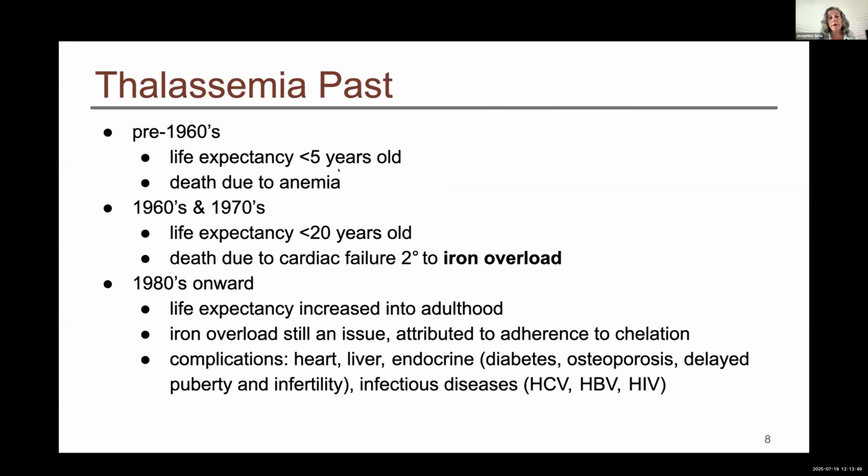Death would have been, well, before blood transfusions were regular, life expectancy was less than 5 years old. Life expectancy went up to about 20 years old in the 60s and 70s, thanks to the transfusions, but again, nothing to treat the iron overload. And then into the 1980s, life expectancy definitely increased into adulthood, because there were chelators that could treat. And so I'll talk to you a little bit about that.